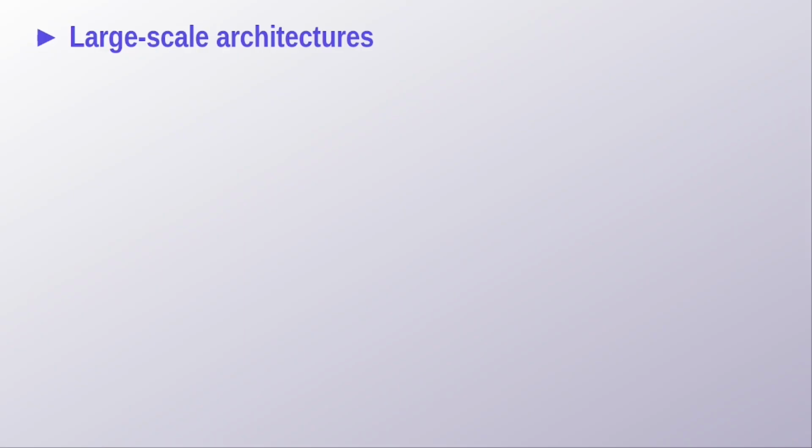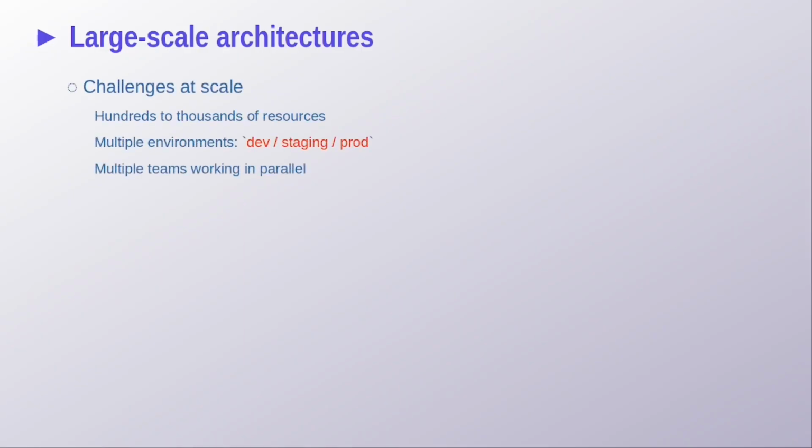Large scale architecture. The problem at scale: Terraform works great until it doesn't. Imagine hundreds or thousands of resources, multiple environments, dev, staging, production, many teams changing code at the same time. Without structure, Terraform becomes a huge mess. How does a senior engineer think? Senior engineers always start with structure.